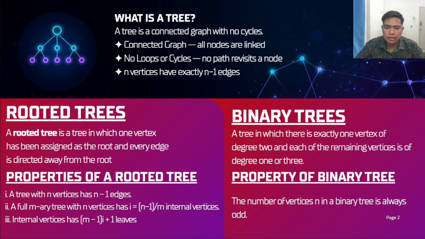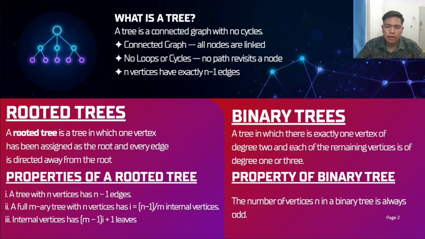A rooted tree is a tree where one vertex is designated as the root. All other vertices are connected through parent-child relationships that originate from this root. One important property of a rooted tree is that a tree with n vertices always has n minus 1 edges.